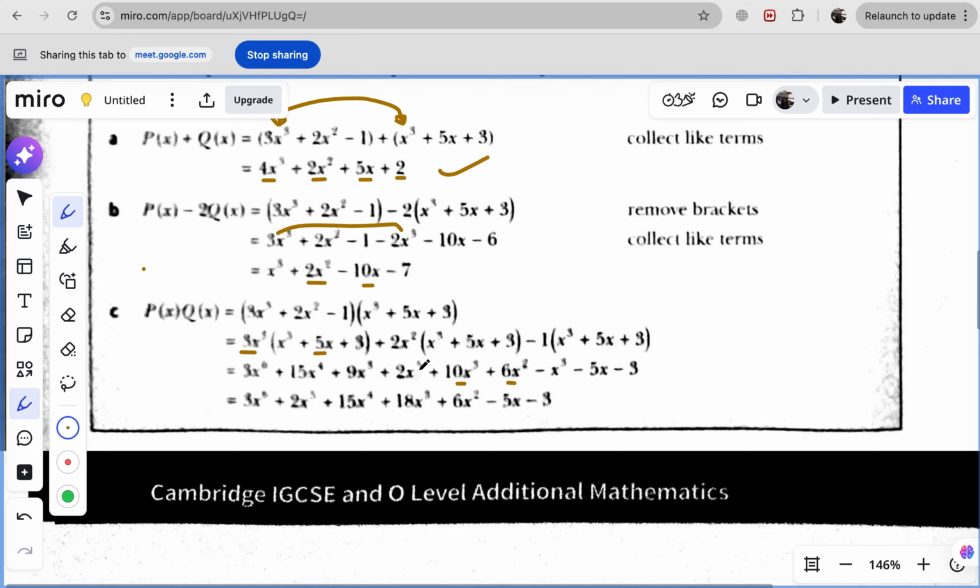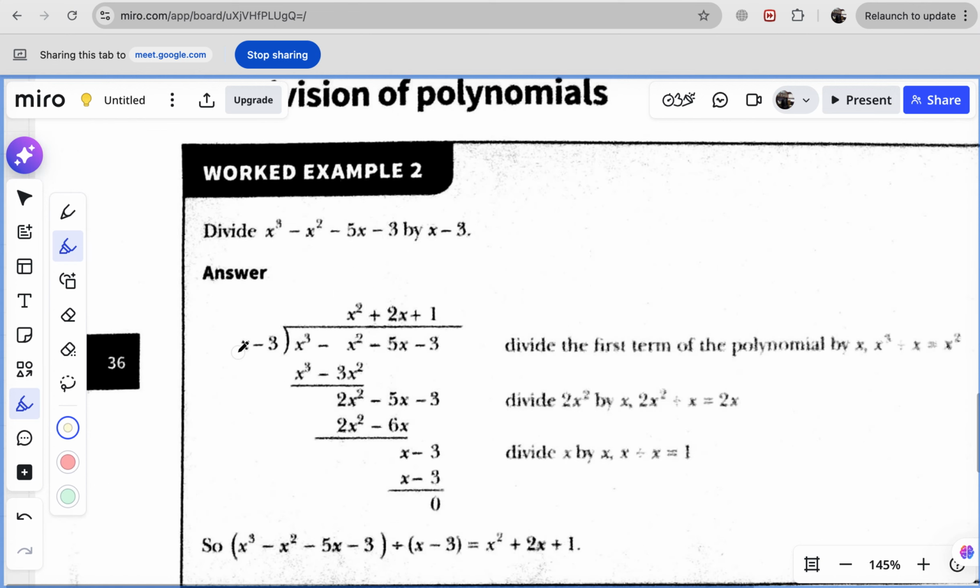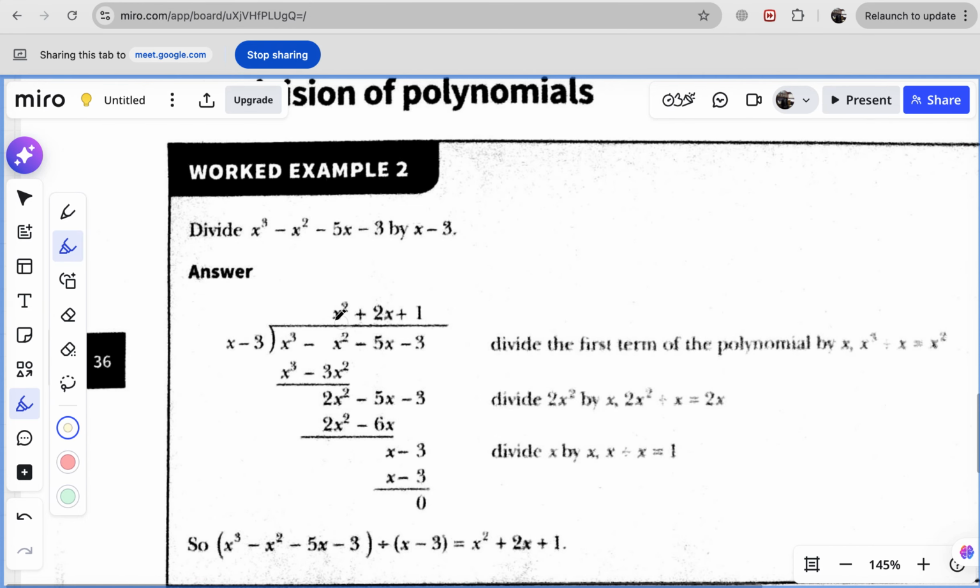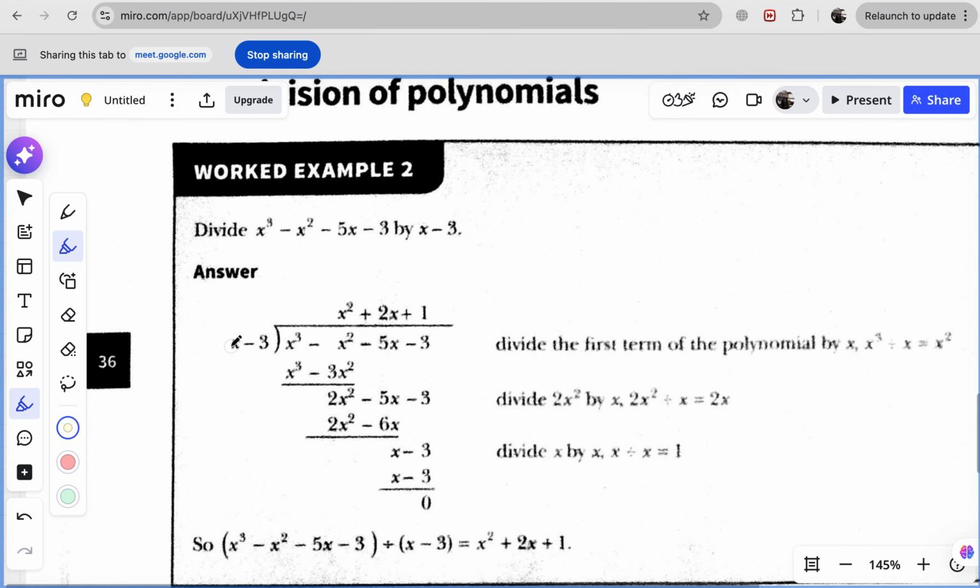So you say s to the power of 3 minus s squared minus 5s minus 3, divide this one by s minus 3 only. Okay, s to the power of 3 divided by s, you get what? S to the power of 2. You'll be writing your answer on top. You get s to the power of 2, you write the answer on top.